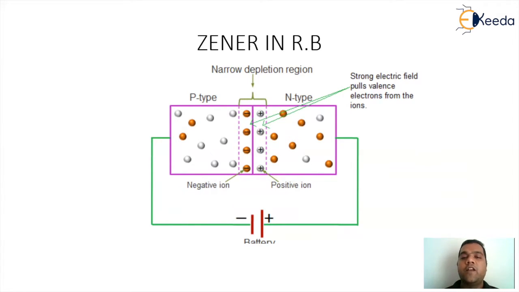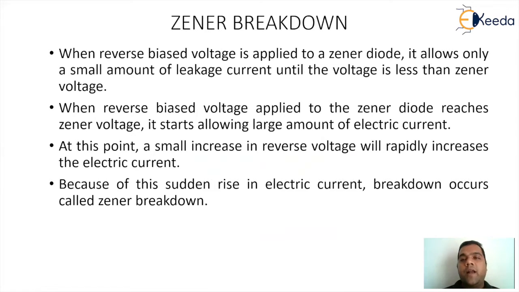Now if you observe carefully, we are keeping P at the negative plate of the battery and N at the positive plate of the battery, so that we keep the Zener diode under reverse bias. When reverse bias voltage is applied to a Zener diode, it will allow only a small amount of leakage current until the voltage is less than the Zener breakdown voltage. A normal diode has a reverse saturation current flowing inside till you reach the breakdown, and once it breaks down, the diode will actually burn off.